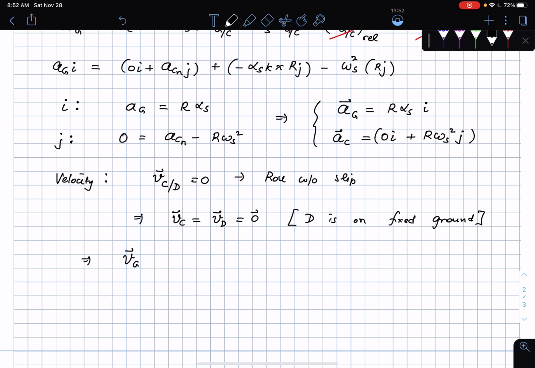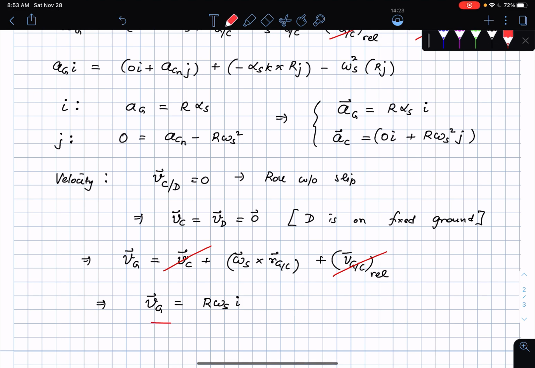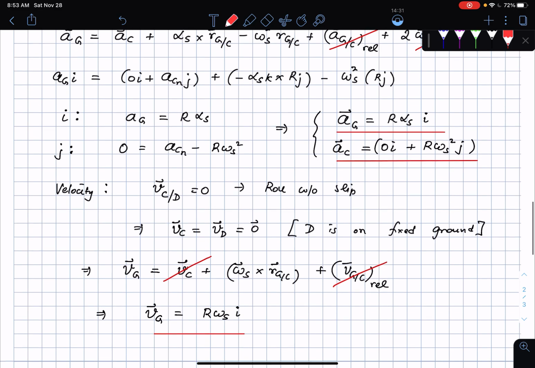So then velocity of G is velocity of C plus omega of the spool crossed with position vector r G relative to C, and then the relative velocity term is going to vanish, as you know. So this is gone, this is also gone, which means if I do the substitutions, I can write this very quickly as velocity of G is going to be r times omega spool in the I direction. If you do the computations, you'll end up getting that to be the case. Okay, so this is what I have. Now I'm going to do a few more things.